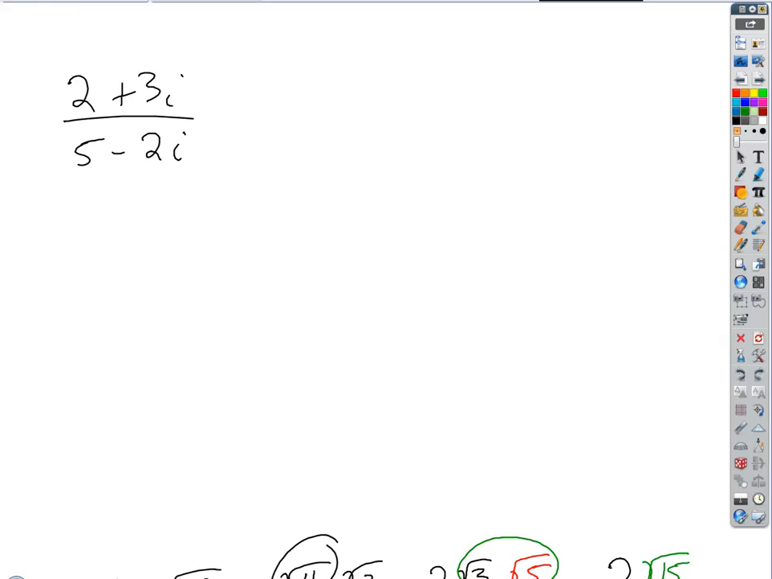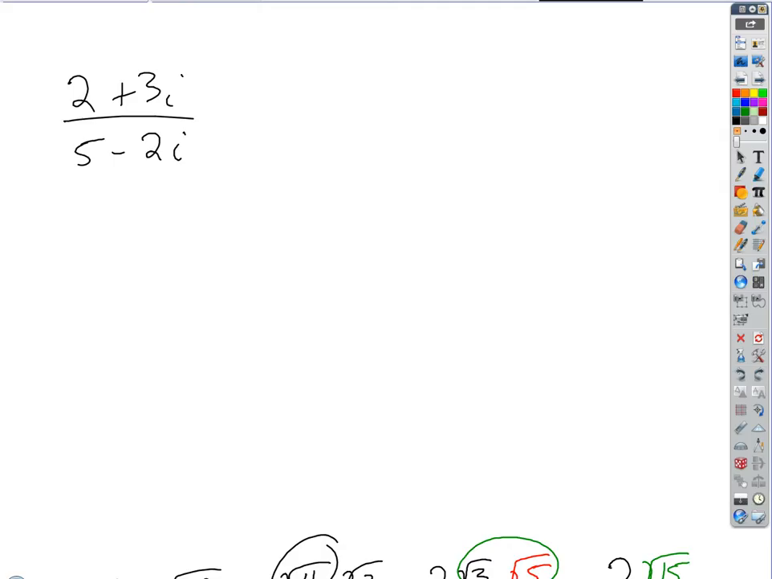There's really nothing we could do to simplify the top or the bottom there, but we can't have a complex number on the bottom, right? We can't have an i on the bottom. So we've got to do something like what we just did. And it's going to be very similar. We're going to multiply the top and the bottom by something to get rid of the complex number on the bottom.